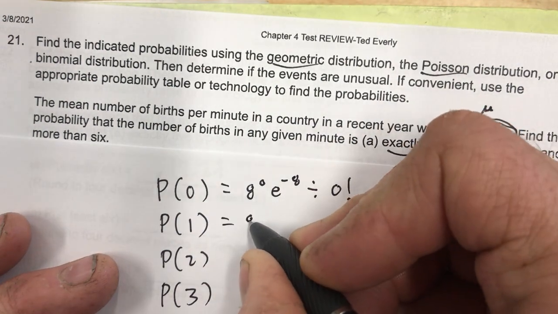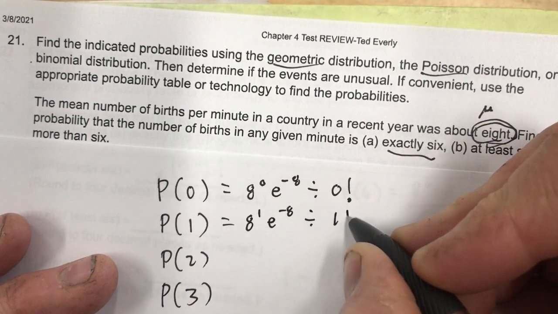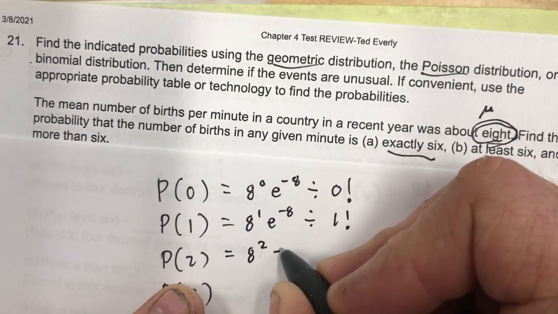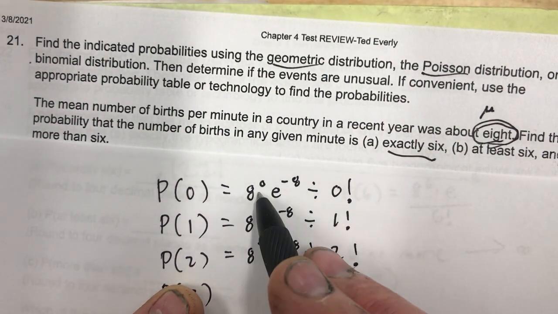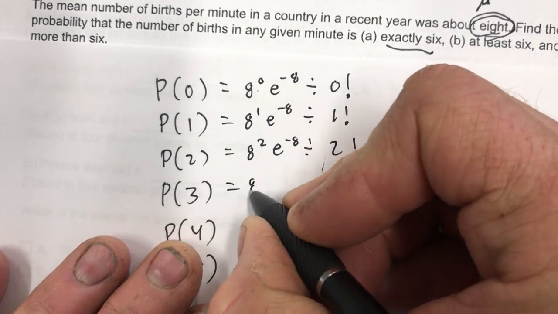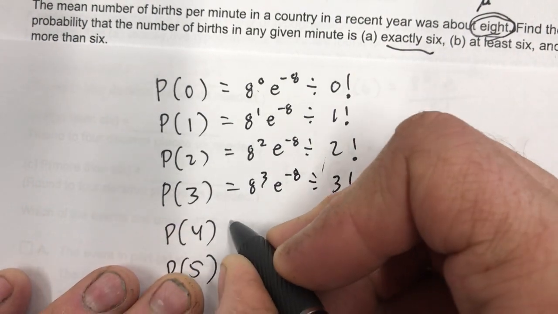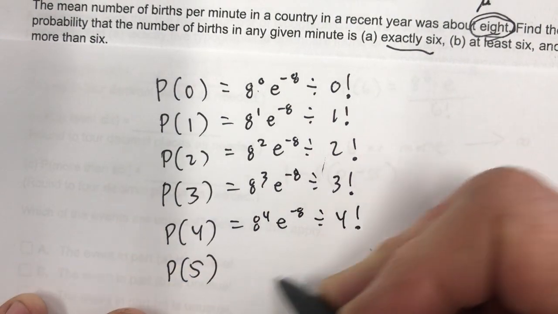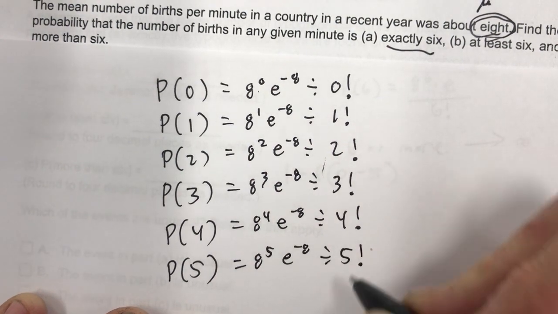Okay, this is going to be 8 to the 1 power, e to the negative 8 power, divided by 1 factorial. This is going to be 8 to the 2 power, e to the negative 8 power, divided by 2 factorial. You see what's changing is these 2 numbers right here, the zeros. Okay, this is going to be 8 to the 3 power, e to the negative 8 power, divided by 3 factorial. This is going to be 8 to the 4 power, e to the negative 8 power, divided by 4 factorial. This is going to be 8 to the 5, e to the negative 8, divided by 5 factorial.